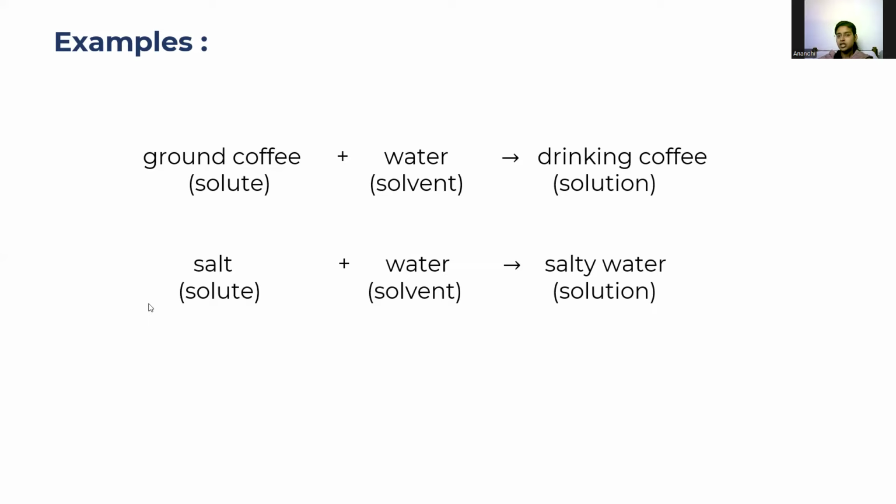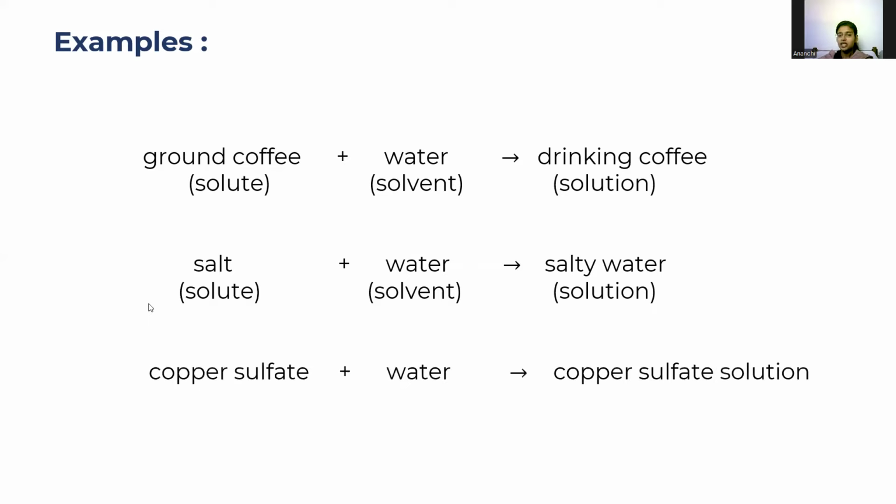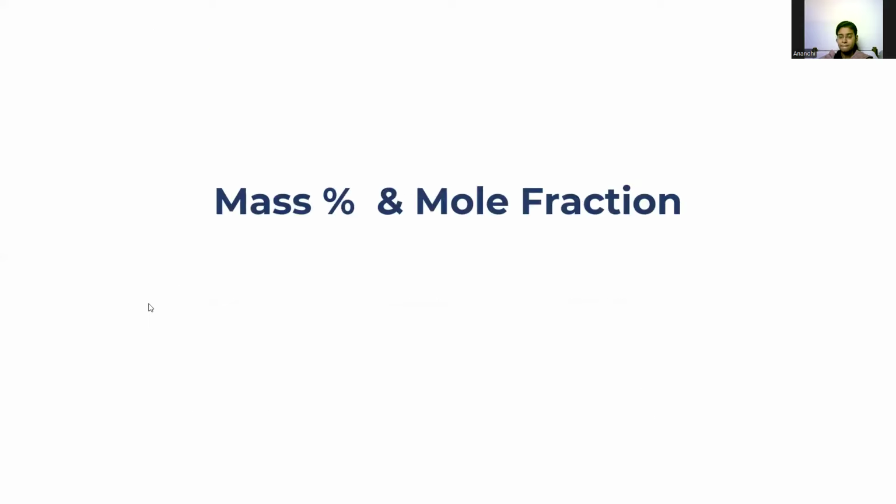And coming to the third example, copper sulfate and water. The copper sulfate is the solute and water is the solvent, which is leading to the copper sulfate solution. These are just very easy examples. The next topic I'm going to move to is the mass percentage and mole fraction. Shall I proceed?